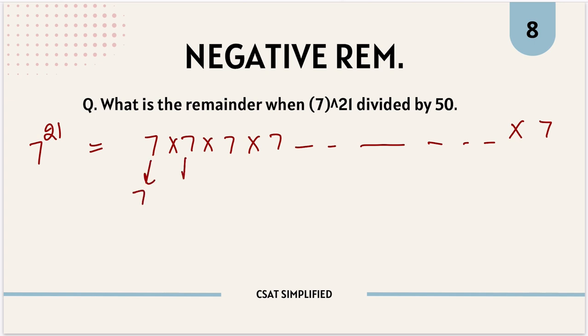This is going to give you 7. This is going to give you 7. That is going to give you 7. So the positive remainder is not going to work in this case. How can we use the negative remainder?